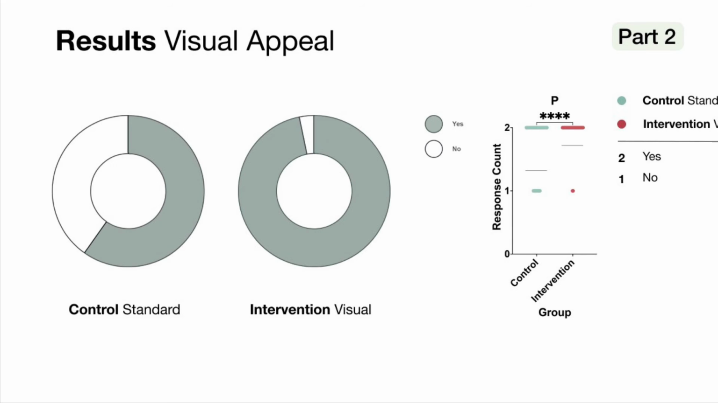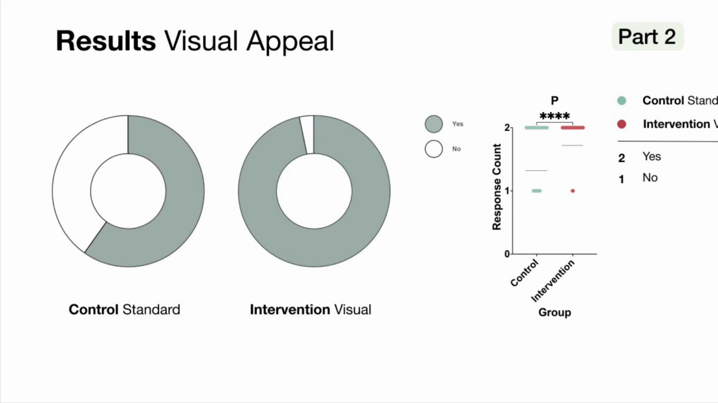Here we get into the part where the participants were prompted to rate whether the course outline that they received was visually appealing or not. Here in the control group that received the standard outline, 60% of participants said that it was visually appealing, whereas 40% did not. Shifting over to the intervention group that received the visual outline, 97% said that it was visually appealing, whereas 3% said that it was not.